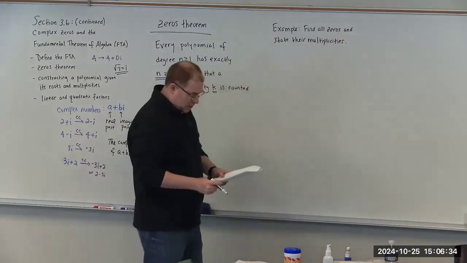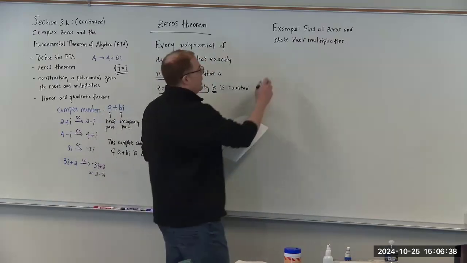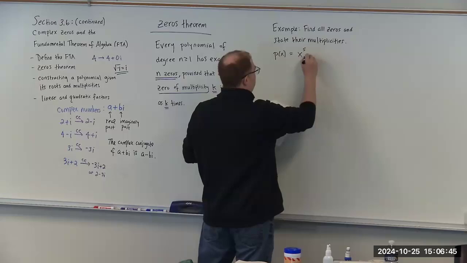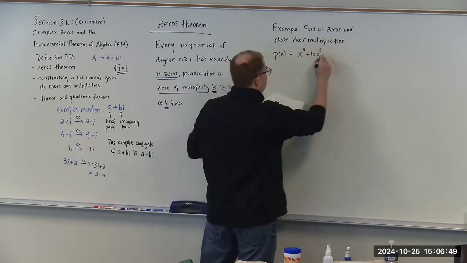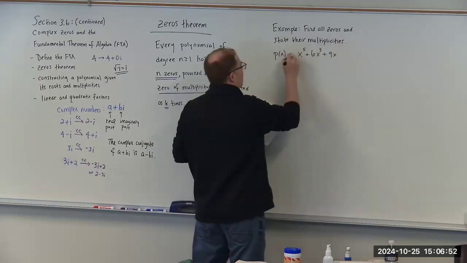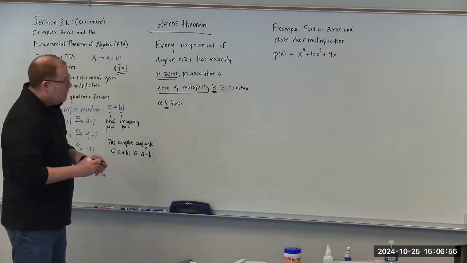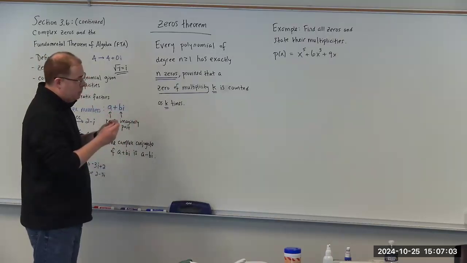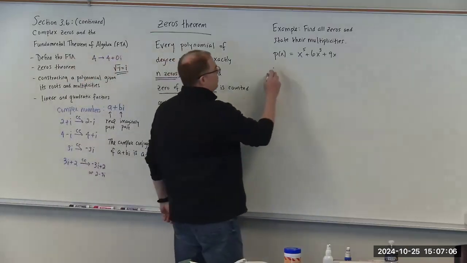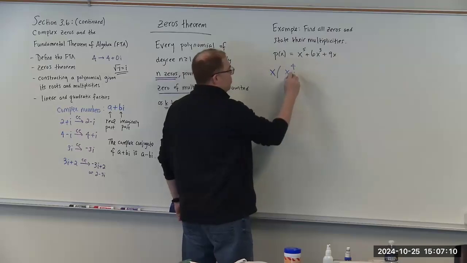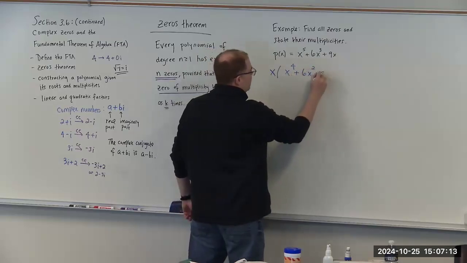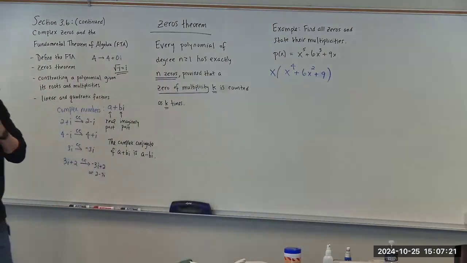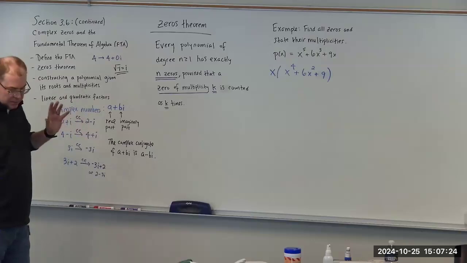Okay, let's say we want to find all zeros and state their multiplicities, given that the polynomial is equal to x to the fifth plus 6x cubed plus 9x. All right, so the first thing we should do is try to factor out the common factor. So we have x, which leaves us with x to the fourth plus 6x squared plus 9. We factor out the greatest common factor, which in this case is x.